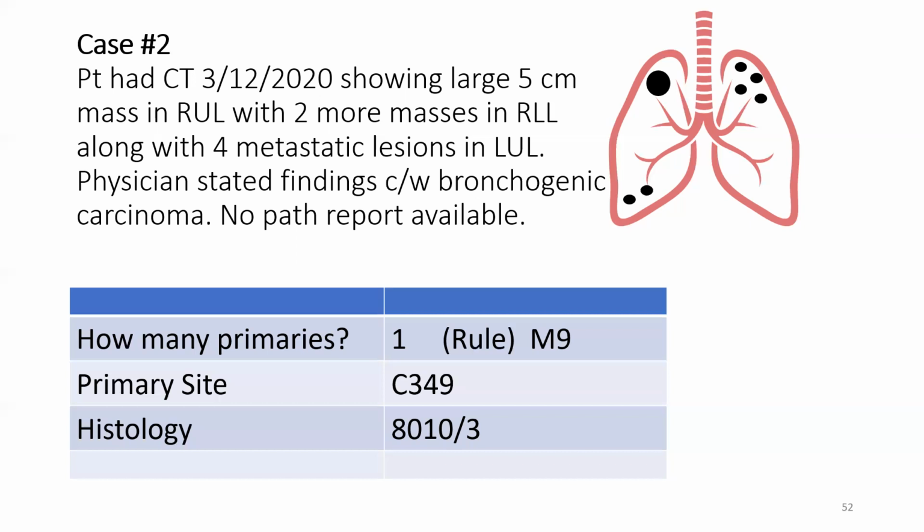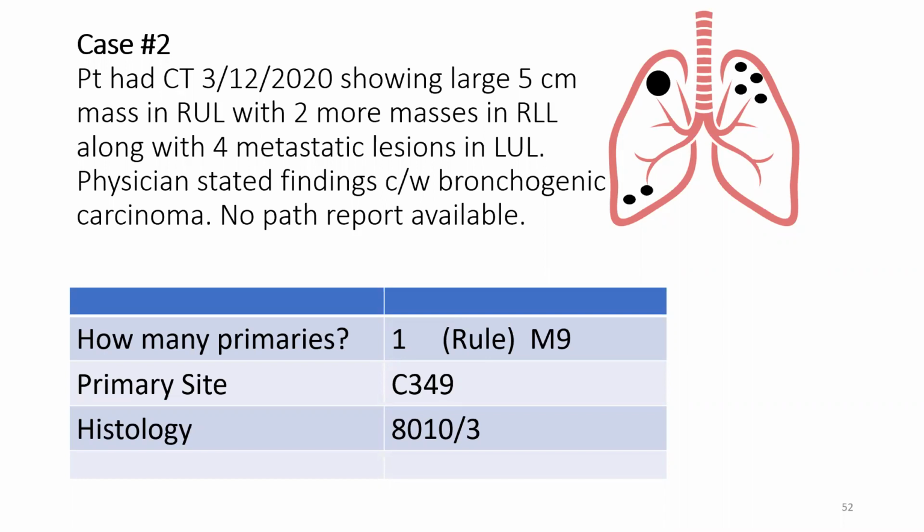We have no pathology on this report. We only have a physician finding. So he's probably referring to the CAT scan, but they have not biopsied any of these. So M3 does not apply. And actually going down through the rules, none of these apply until you get to M9 because we don't have any histology to know if one is an NOS and one is a subtype variant.